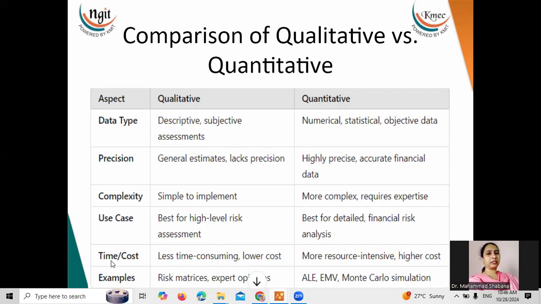What about the time and cost? Less time consuming and lower cost in qualitative, more resource intensive and higher cost in quantitative. The examples here we are taking are risk matrices, and in quantitative we are applying ALE, EMV, Monte Carlo simulations. So these are the comparisons between qualitative versus quantitative methods.